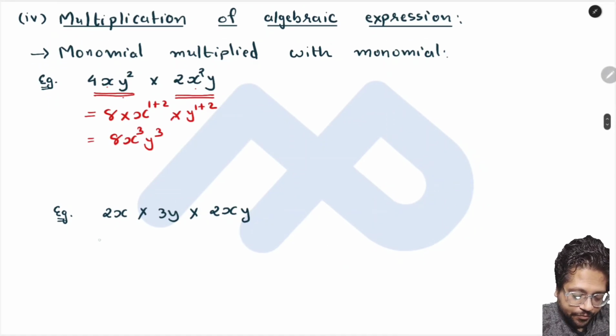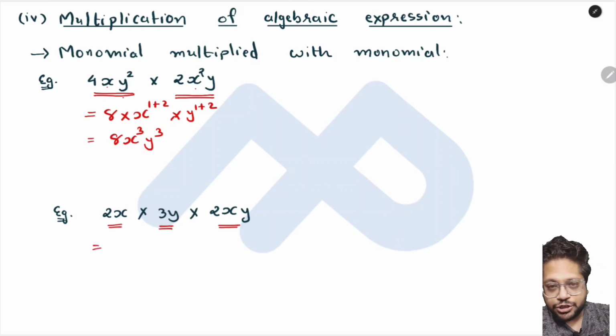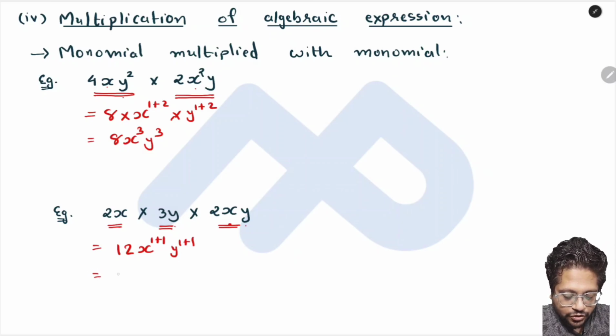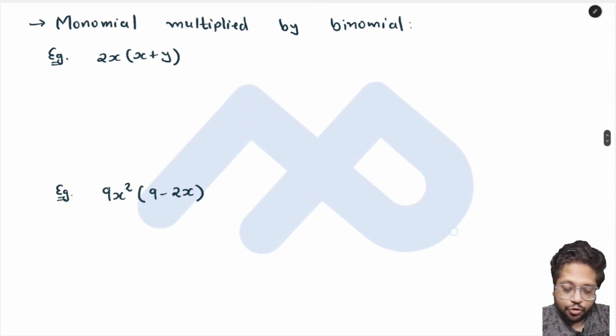See the second example. Here I am multiplying three monomials with each other. This is the first monomial, this is another monomial, and this is the third monomial. How can you multiply? First you multiply the coefficients. So let's multiply 2 with 3 and another 2. So 2 times 3 times 2, that is 12. Now this x will be multiplied with another x, because they have the same base, we'll add the powers. So that is x to the power 1 plus 1, and this y will be multiplied with y and it will become y raised to 1 plus 1. So that is 12 times x raised to 2 times y raised to 2. Clear? So this is how you can multiply a monomial by a monomial.